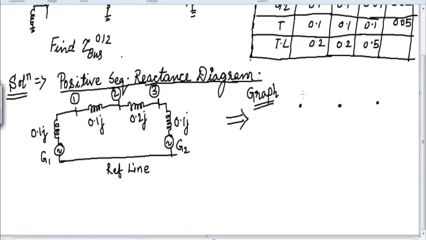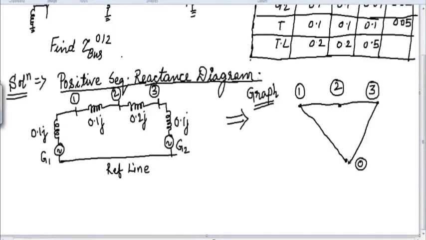So we have 3 buses, so we will denote the 3 buses in this way, 1, 2 and 3. Then one reference line, which will be replaced by the reference 0. Then we will connect one by one. So reference is connected with 1, so we will connect reference with 1. Then 1 is connected with 2, 2 is connected with 3, and again 3 is connected with reference, so we will connect the reference in this way. Okay, so in this way we can draw the graph.